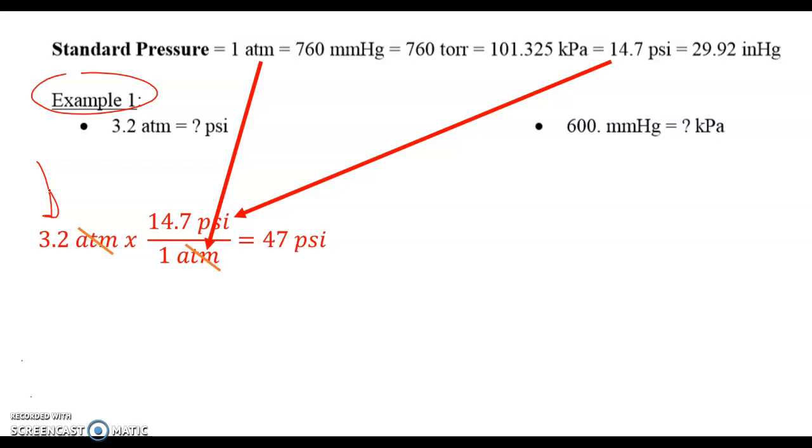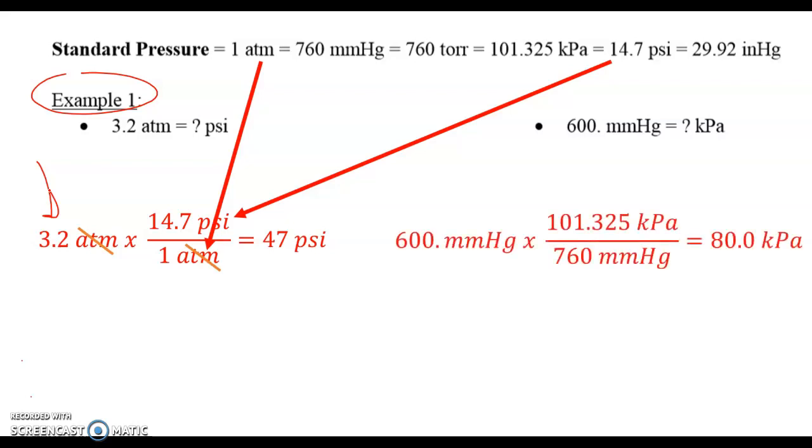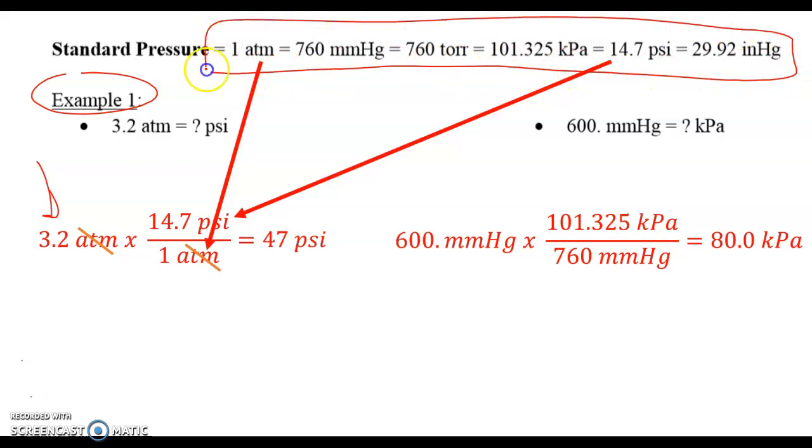Example on the right, excuse me: we're going to take 600 millimeters of mercury, and I'm going to look up here and say, okay, I know all of these things up here. I'm just going to take my numbers. I'm going to take 760 millimeters of mercury, put that in the bottom, and then put 101.325 kilopascals on top. I'm going to multiply the numerators and divide by the denominator to get a very clean answer of 80.0 kilopascals. So those are 2 examples. I don't think you need more than 2.